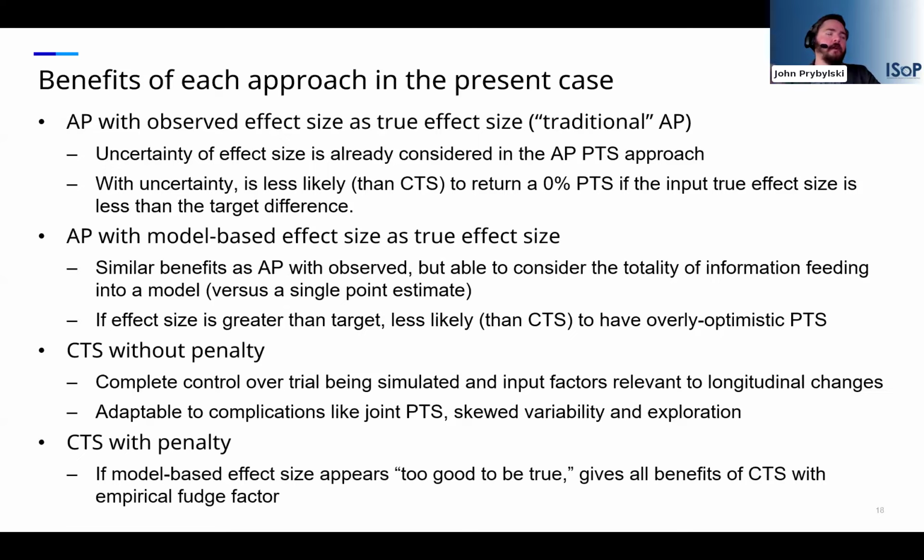But then you could also do an empirical penalizing factor, like was explored here, where let's say your model-based effect size is a little hard to swallow, a little too good to be true. Then you can empirically change that for justifiable reasons, like we did here. You can grade it on a scale from model-based to observed.